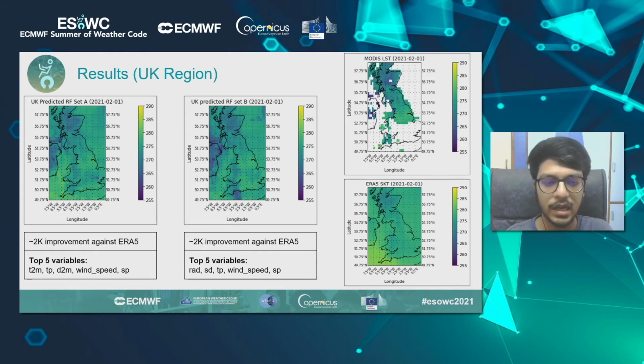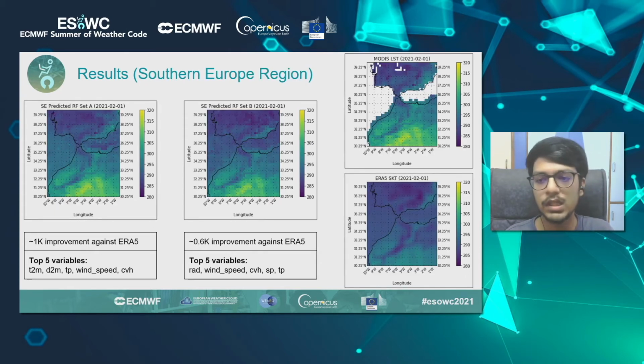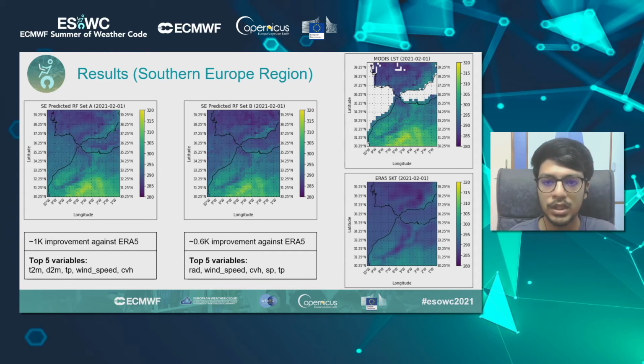Moving on to the next slide, we perform a similar experiment for the Southern Europe region, and we again see better performance compared to the ERA5 skin temperature. We see around 1 Kelvin improvement for set A and 0.6 Kelvin improvement for set B, which turns out to be around 21% and 13% respectively. Another interesting thing to note from these experiments is that our random forest models are able to capture the heating patterns of Africa in a much better manner than what ERA5 is actually seeing.